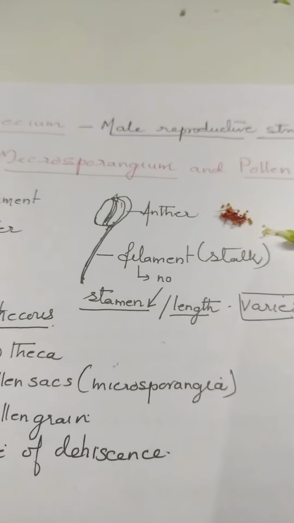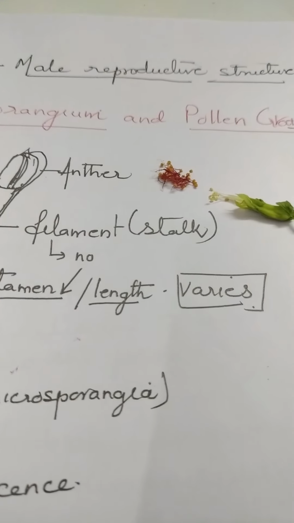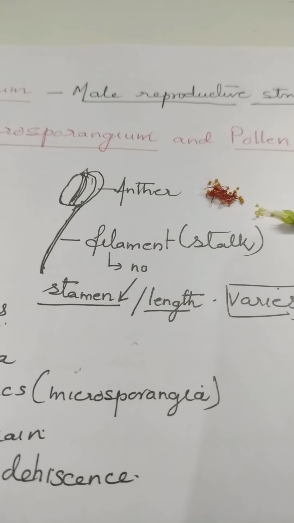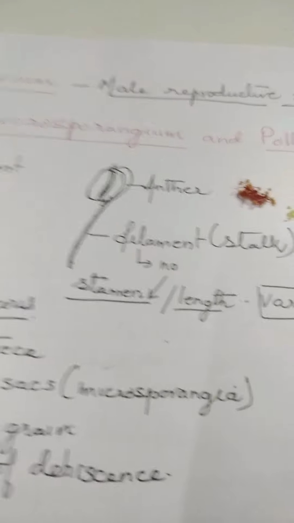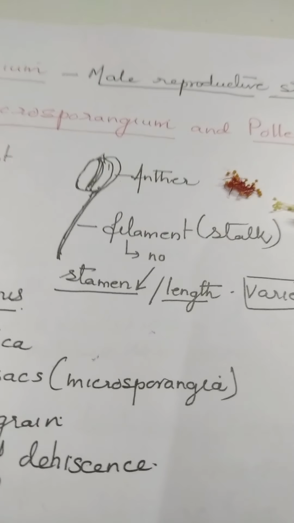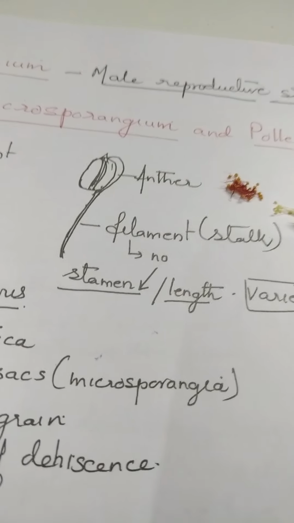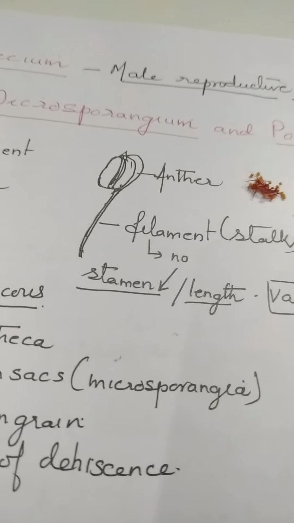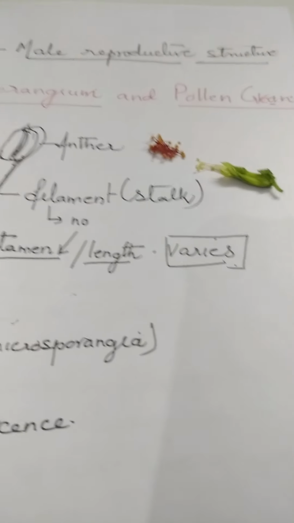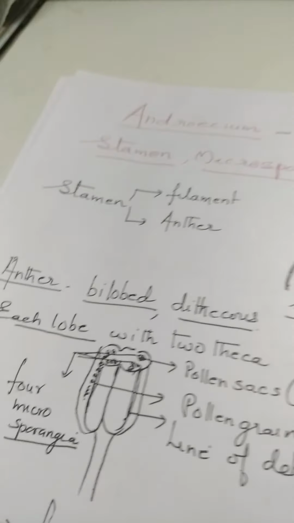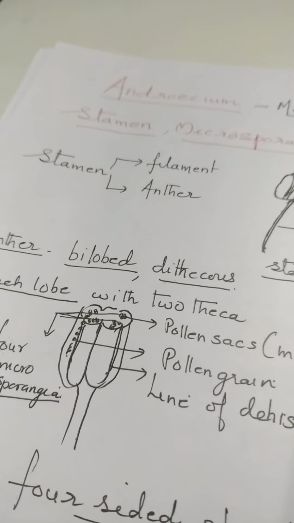If you just have a look at the picture there, you can see the stamens also there. That is, it has got anther and filament, which is also known as the stalk, and the length and the number of the stamens always varies. Then you can just see the structure of the anther.